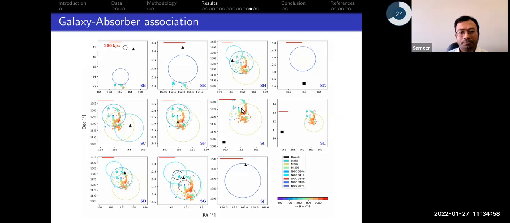Here I am showing a pictorial representation. So for sightline C, we have M95 passing within the virial radius. The sightline is within the virial radius of M95 and M96. So there is a potential contribution from these two galaxies. For other sightlines, for example sightline L, where we did not see any absorption, there is no galaxy or not even the Leo ring gas piercing the sightline.